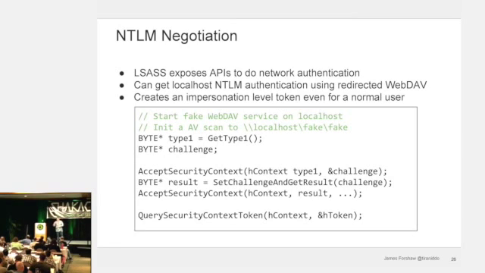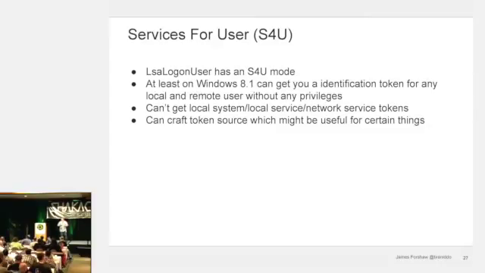One final interesting one I found. LogonUser is the traditional way you log a user onto a system. But there's also a second function called LsaLogonUser, LSA being the Local Security Authority of Windows. And this has a special mode designed specifically for Kerberos called Services for User. And it turns out, at least on Windows 8.1, as a normal user, I can call this API, give it any local user or any domain user who's allowed to log into my current machine, and it will return me an identification token for that user.